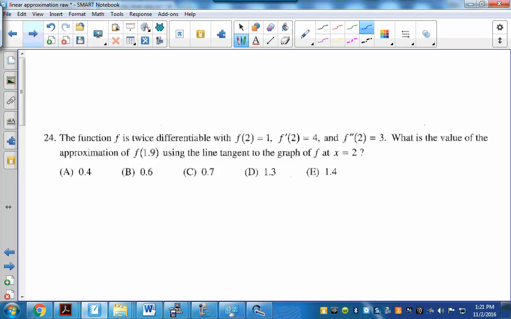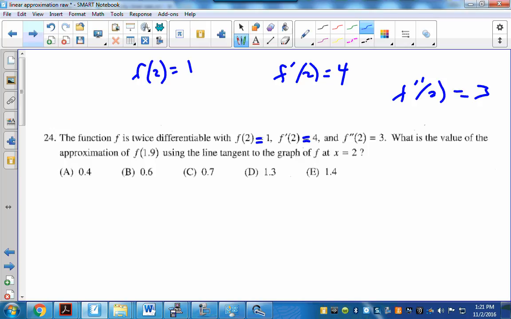Here was a problem that was on the AP test. f is twice differentiable. That says f of 2 is equal to 1. It also says f prime of 2 is equal to 4. And f double prime, if we needed that, is equal to 3. And the task is, what is f of 1.9 approximately equal to, using the tangent line to the graph? So it's a pretty straightforward one if you know how to find the tangent line to a graph.